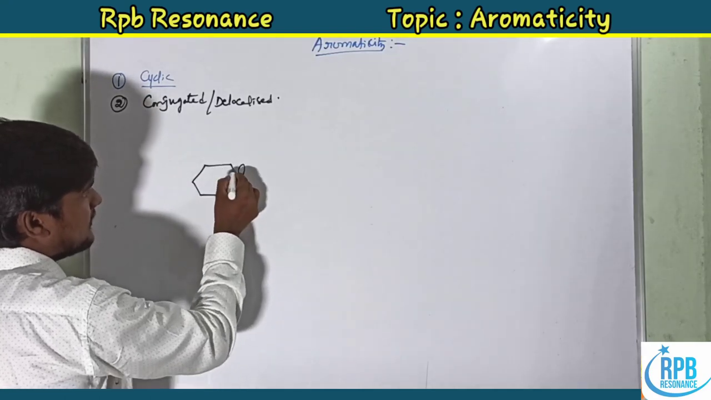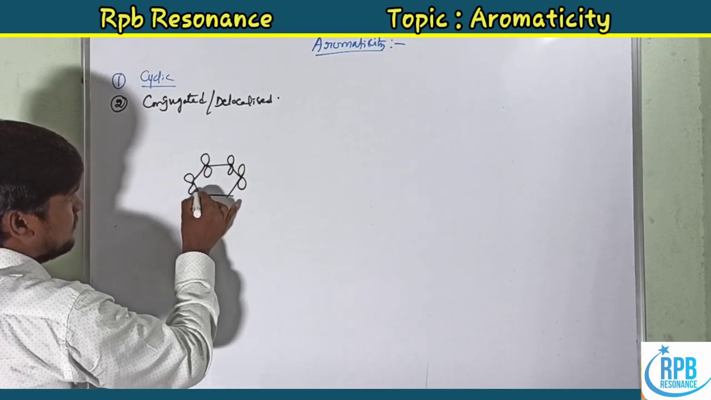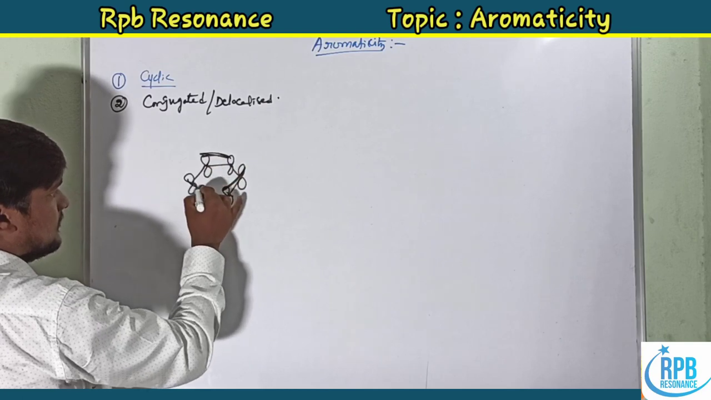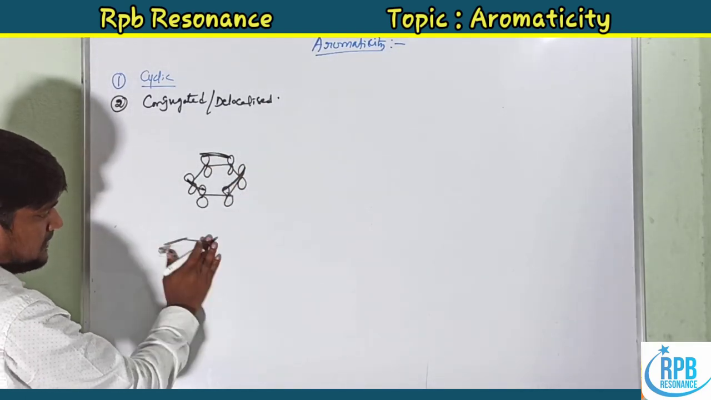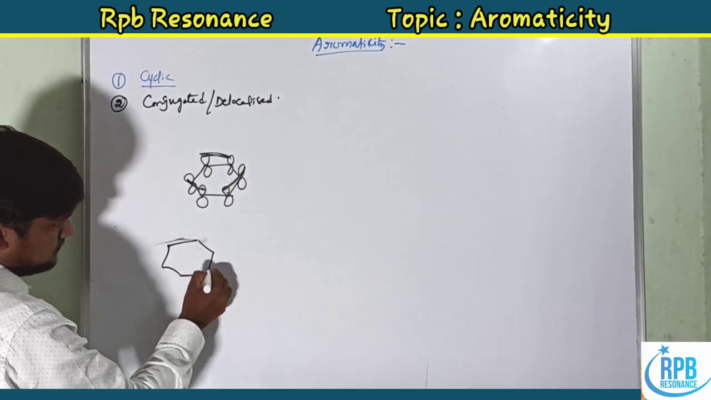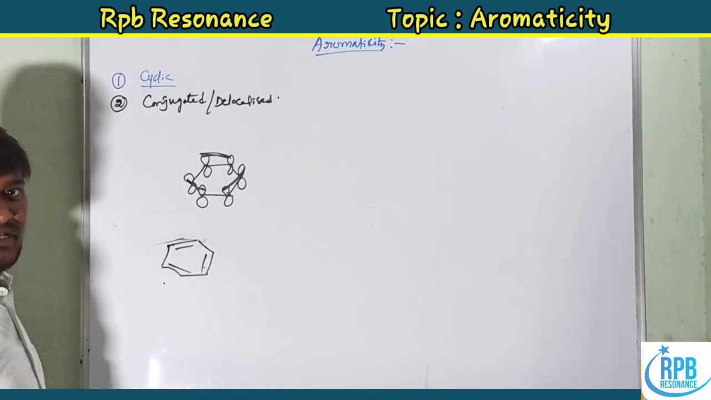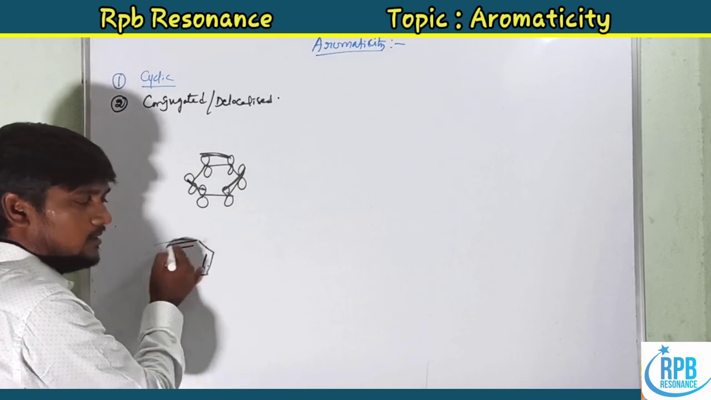Okay, so here these are the p orbitals. So conjugation means alternating p orbitals. This is the benzene ring. Double bond, double bond, double bond. So alternating double bonds are called conjugated double bonds. Okay, now here it is the alternating double bonds.